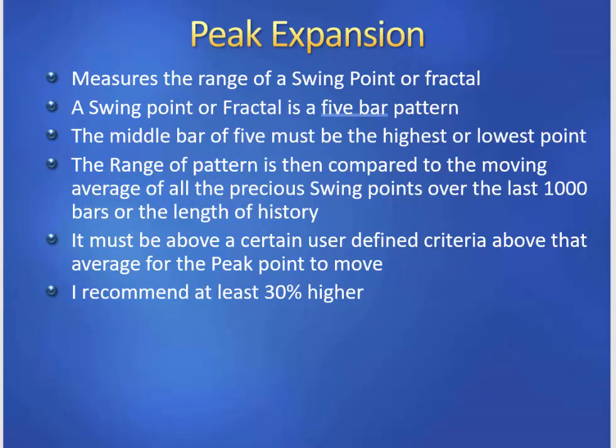So this is the explanation of peak expansion. It measures the range of a swing point or fractal. A swing point or fractal is a 5-bar pattern, and the middle bar of 5 must be the highest or lowest point. The range of the pattern is then compared to the moving average of all the previous swing patterns over the last 1,000 bars, or the length of the history. It then compares that and must be a certain user-defined criteria above that average for the peak point to move, or the support or resistance to move. And I recommend that it needs to be at least 30% higher than the average.